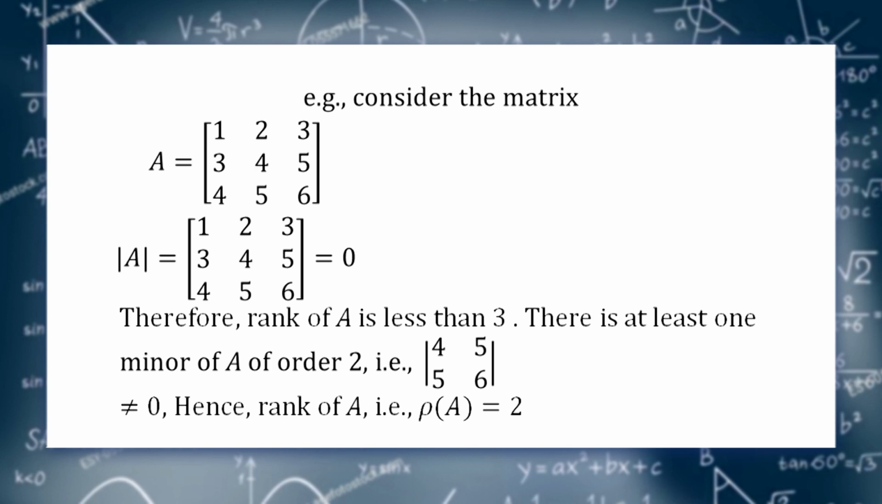Why? Because the order of this matrix is 3 by 3, and at this order we get its determinant as 0. According to the definition of rank of a matrix, we need at least one non-zero minor of the given matrix. So, there is at least one minor of this matrix A of order 2, that is 4, 5 and 5, 6: first row elements 4, 5 and second row elements 5, 6. If we take this submatrix from the given matrix, then definitely its determinant is not equal to 0. So, the rank of the given matrix is equal to 2.